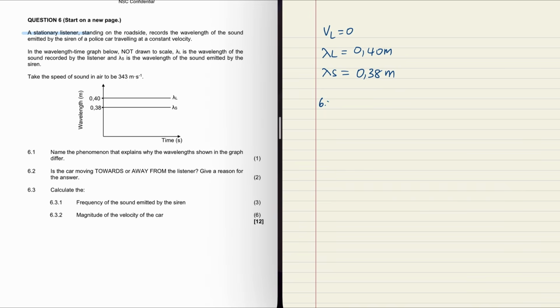Now, I'm going to use an equation to explain this. The equation is V is equal to F times lambda. V is the speed of sound in air, and it is a constant value. Because it is a constant value, it means that F and lambda are inversely proportional. Because we have a greater lambda L compared to lambda S, that means the frequency will be low. And since the frequency is lower, it means that the car is moving away.